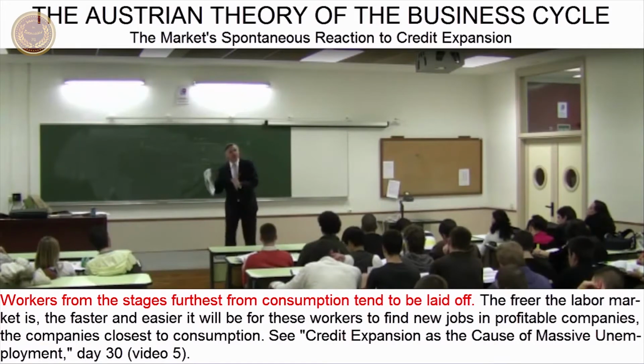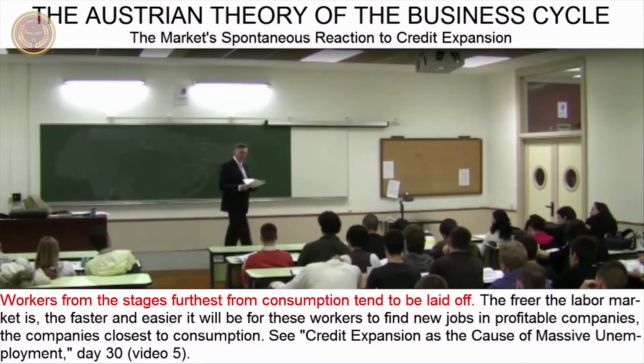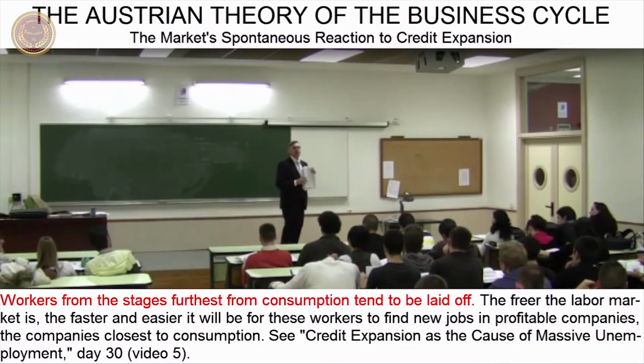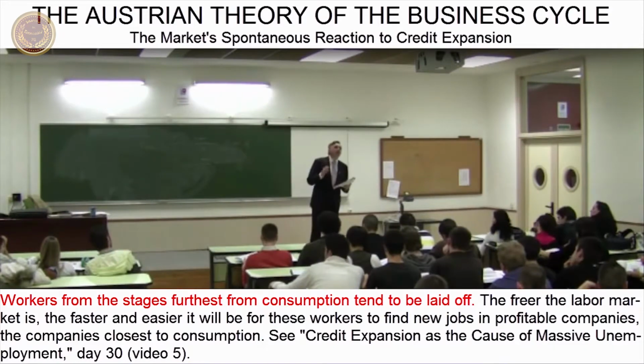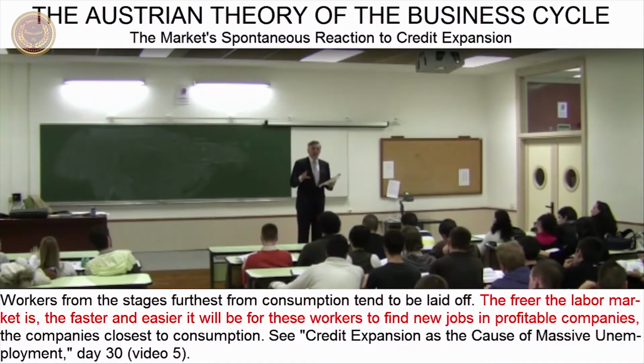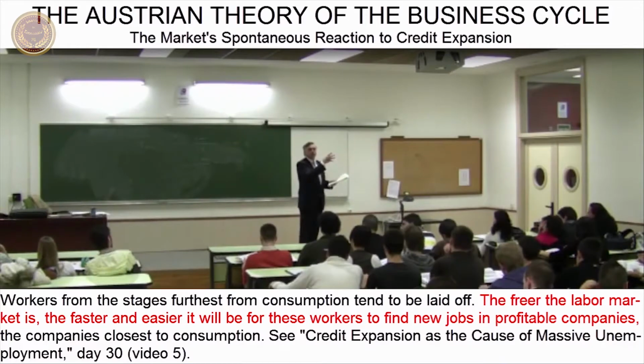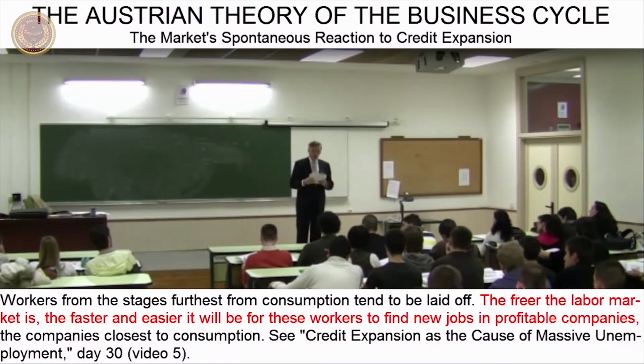In Spain, for instance, 5 million people are out of work, because they are on their way, so to speak, to being redirected to profitable stages. That is why it is so important that the labour market be very free and flexible, so that the readjustment, which inevitably follows the error, is as fast and as painless as possible.